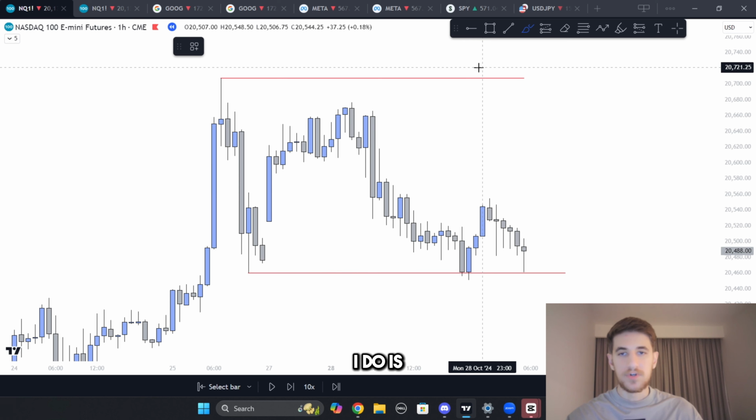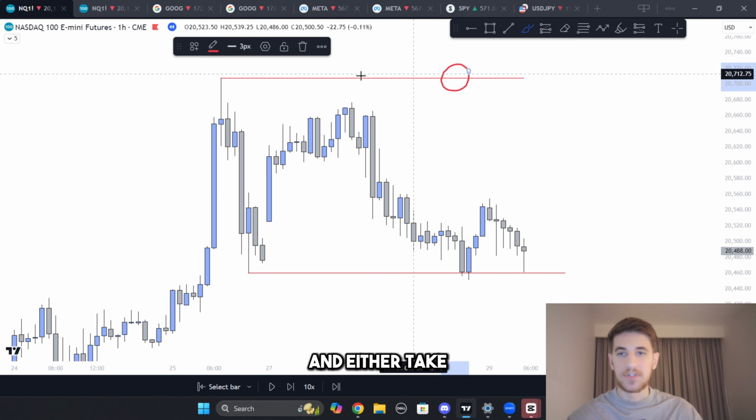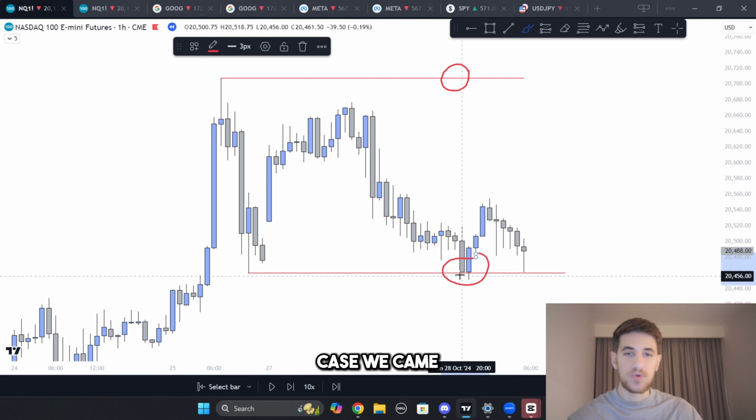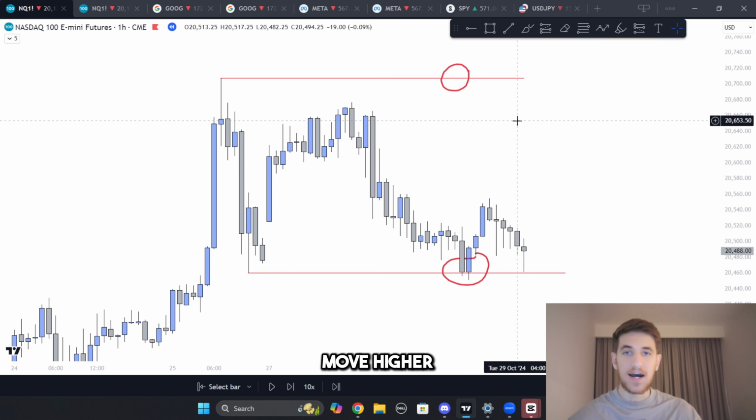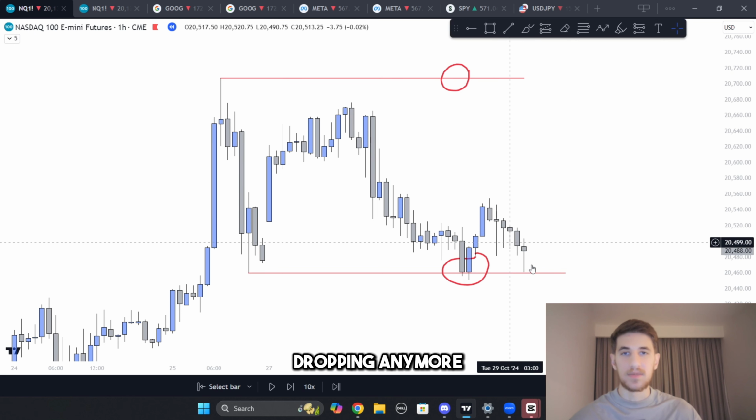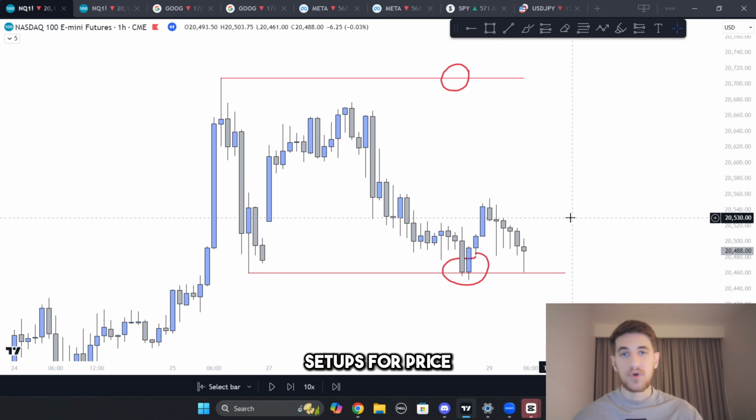So again, all I do is I wait for price to come and either take out this high or this low, and in this case we came and took out this low. So what this tells me is that the market now wants to move higher and it does not want to continue dropping anymore. So I'm only going to look for setups for price to move higher.